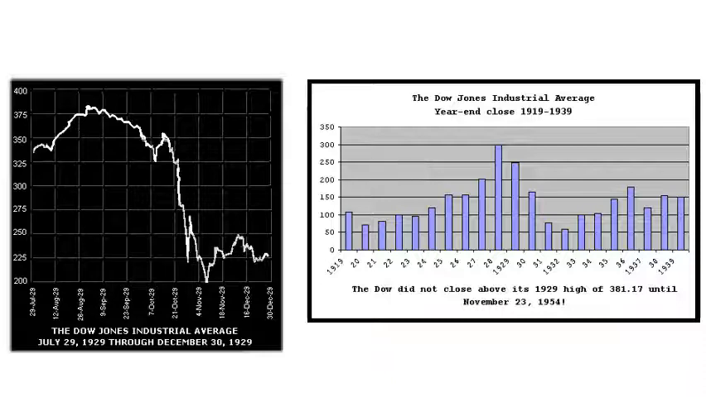And then you could see the year-end close of the market from 1919 to 1939. You can see throughout the 1920s, the stock market is growing all the way up to 1929, and then it begins to drop until you see its lowest year in 1933 and 1934. What's crazy is the Dow Jones did not close above its 1929 high of 381.17 points until November 23rd, 1954. So it doesn't gain that much market value back until the 1950s. So this is a huge, huge economic collapse.